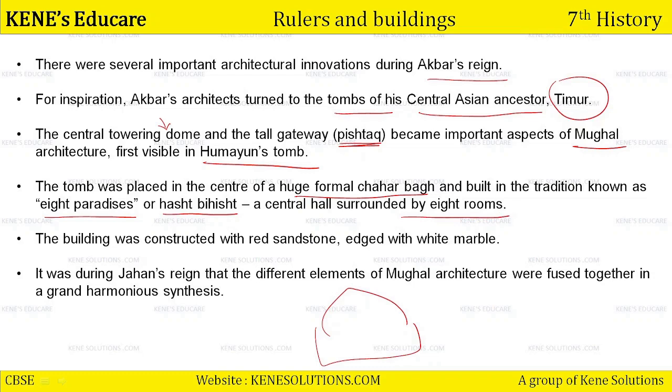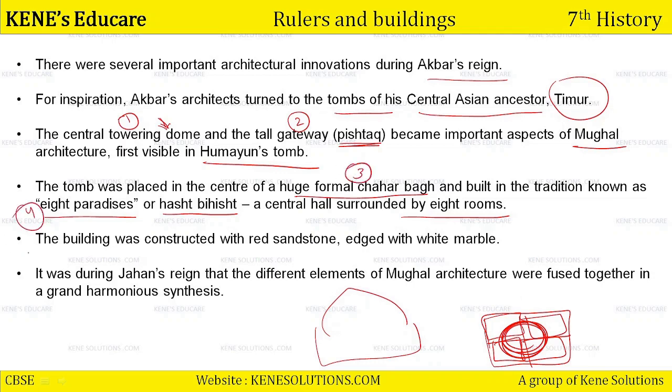So क्या है? First feature was that you will have to have a central towering dome. Number 1. Second, you will have a tall gateway. Okay. Number 3, you have to have the tomb in the center of a charbagh. For example, if this is the charbagh, that means 1, 2, 3, as I showed you in the earlier slide. And in the center, you will have the tomb. Okay. And number 4 is that you have to have 8 paradises. That means in the hall, there are 8 rooms. 1, 2, 3, 4, 5, 6, 7, 8. Like that. Okay. So basically, you have to have the Hasht Behisht style in your tomb. And you have to have the tomb in the center of the charbagh. You have to have a central towering dome and a tall gateway.